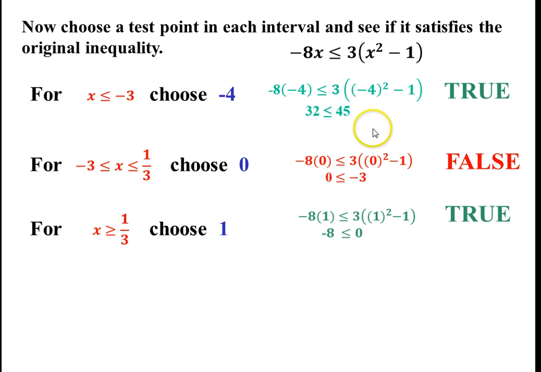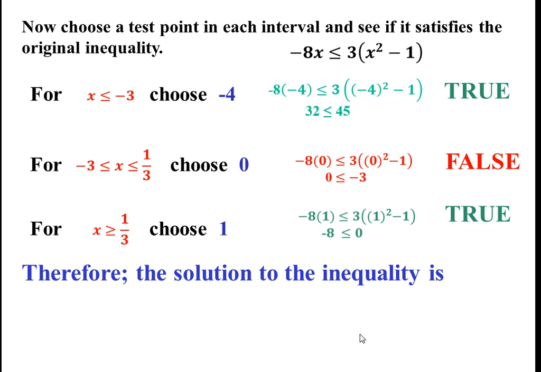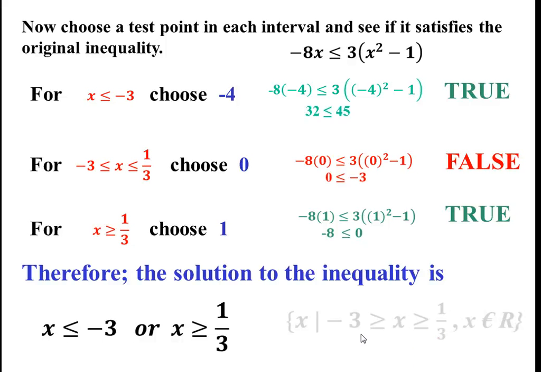So now that we know the good intervals that satisfy the inequality and the bad ones, we will state the good ones as the solutions. So the solution to this inequality is x is less than or equal to negative 3 or x is greater than or equal to 1/3. And again, we could state that as a single statement: x such that negative 3 is greater than or equal to x, which is greater than or equal to 1/3, and any real number.